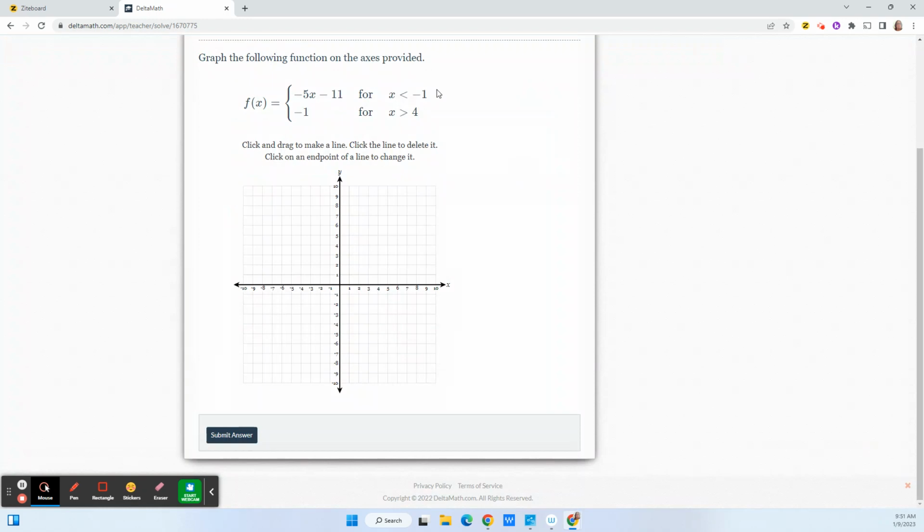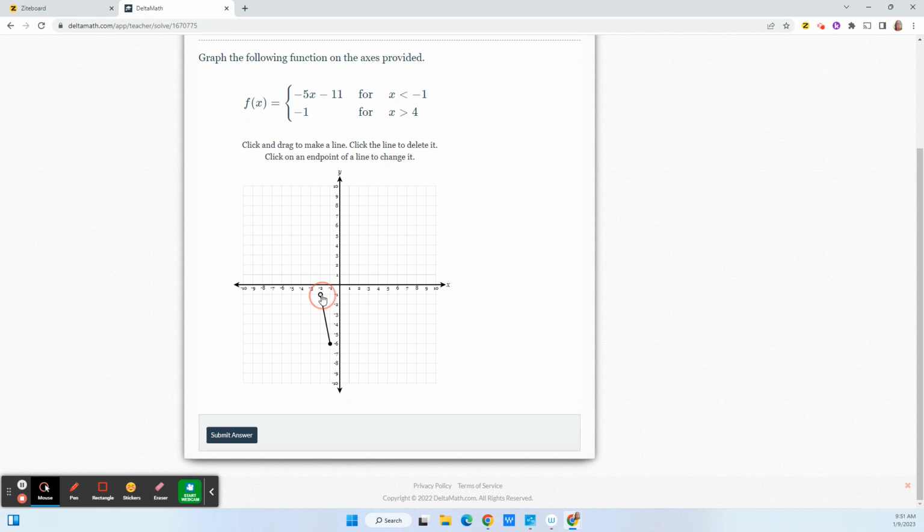So let's look at another one. This one's saying that if x equals -1, we're going to plug -1 in there, and that's going to give me +5 minus 11. +5 minus 11 is -6. So at -1, -6, we have a point, and then we have a slope of -5. 1, 2, 3, 4. Let's go up 5. 1, 2, 3, 4, 5, and then we'll go over -1.